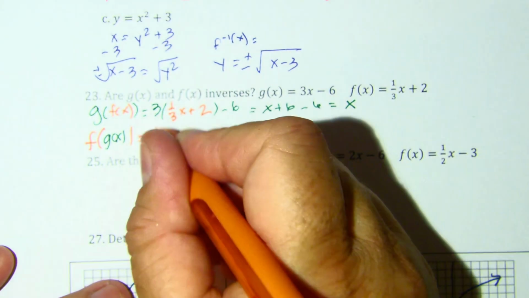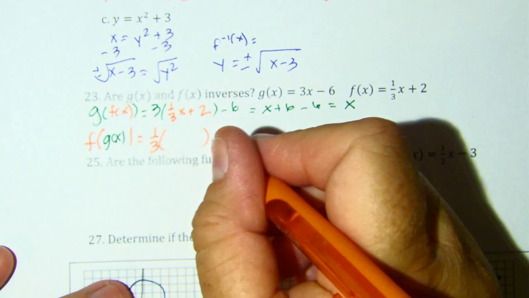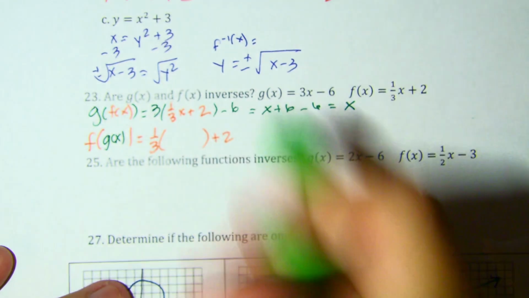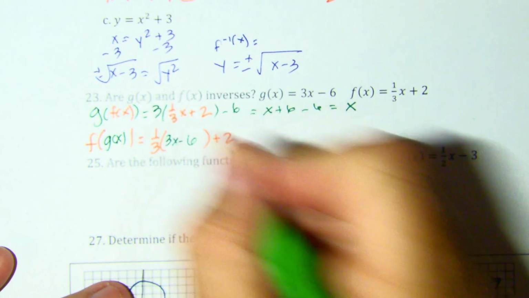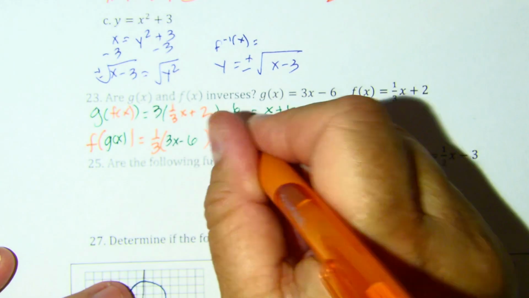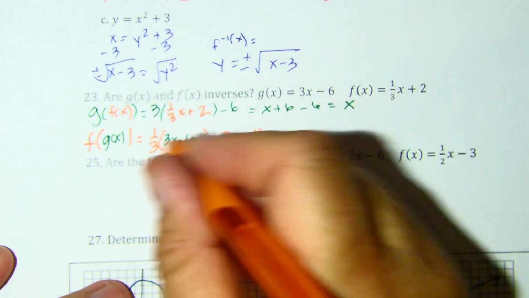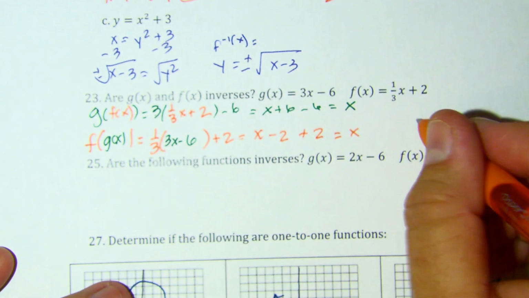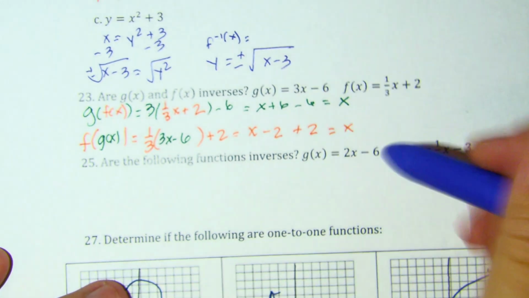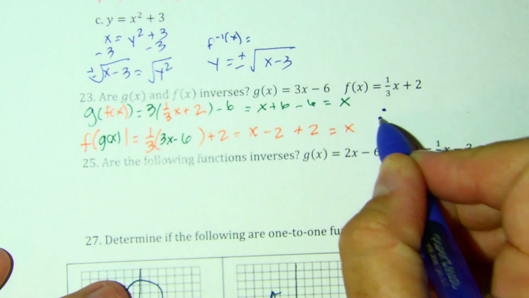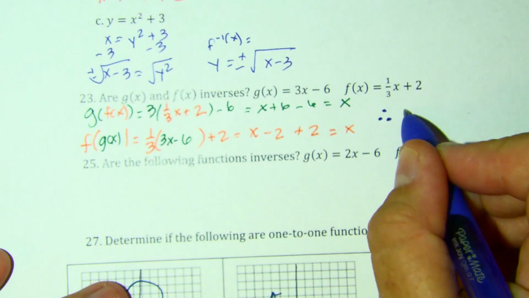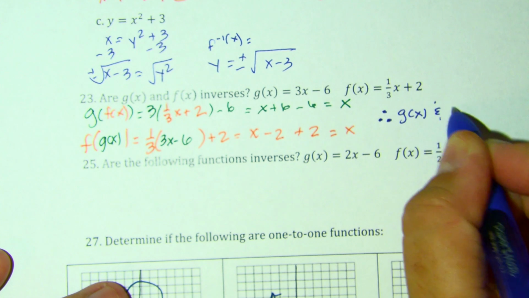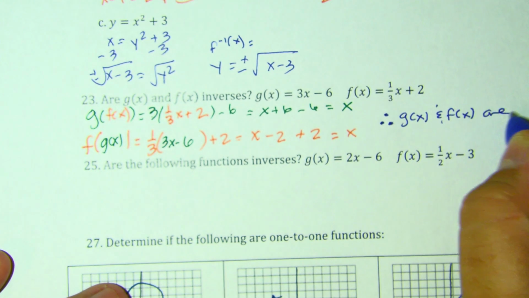F is 1/3 x plus 2. And I'm plugging in 3x minus 6. 1/3 times 3 is just x. 1/3 times 6 is 2. Plus 2 equals x. So what this means then, again, these 3 little dots mean therefore or so, g of x and f of x are inverses.